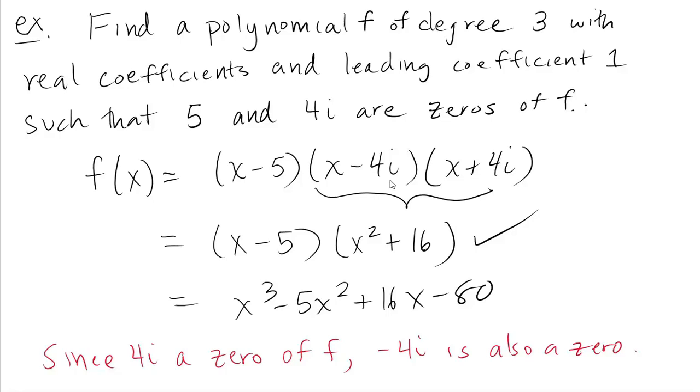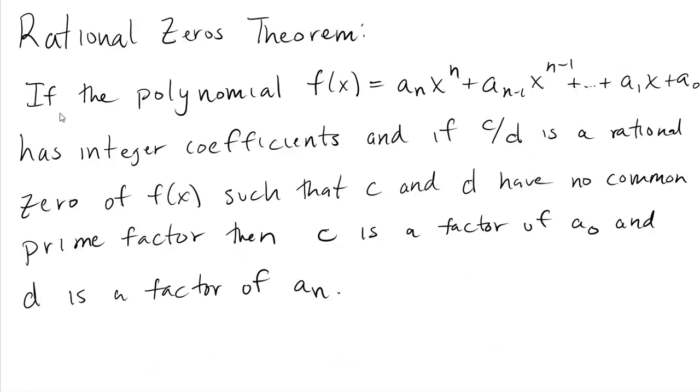I want to focus more on this rule for rational zeros. When I read the rational zeros theorem, it's going to sound complicated, but it's really not that bad. Here's the rule. If the polynomial f of x equals a sub n x to the n plus a bunch of other terms all the way down to a sub 0 has integer coefficients, and if c over d is a rational zero of f of x such that c and d have no common prime factor, then c is a factor of a sub 0 and d is a factor of a sub n.